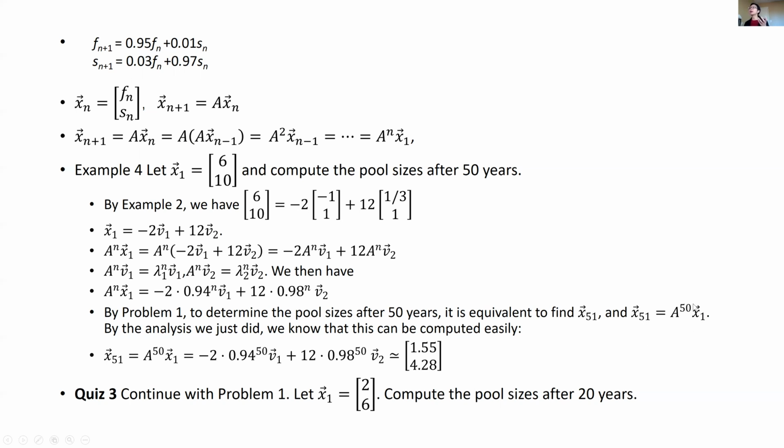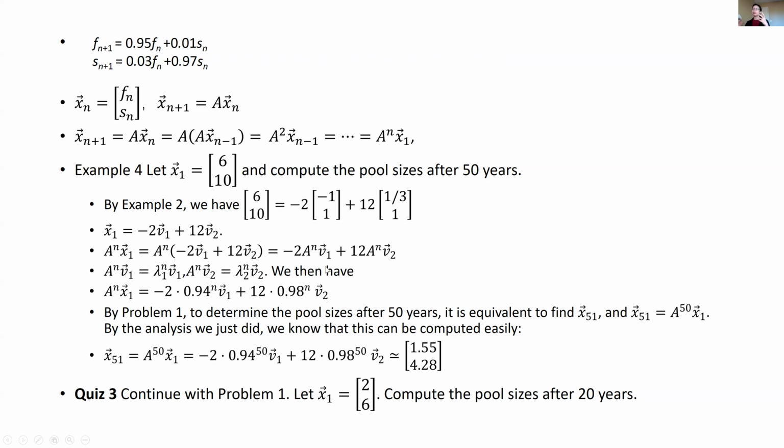This is equal to A to the 50 times x1. And A to the 50 times x1 is therefore equal to that. So just substitute n equals 50 into this equation. Then you get this, and I just did all this substitution, put it in the computer, let it compute it for you, and you will have this number. That means 50 years after, the size of the fast pool is equal to that, and the size of the slow pool is equal to this. Right, so that's the answer.